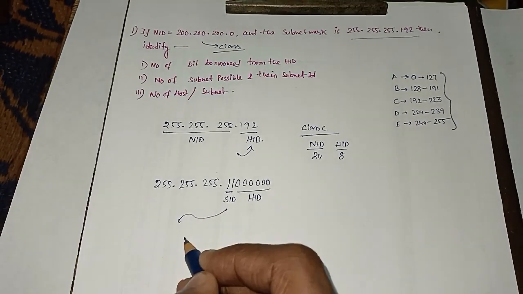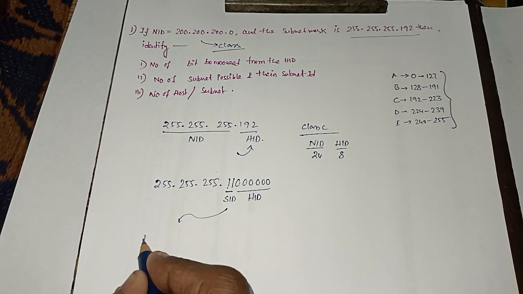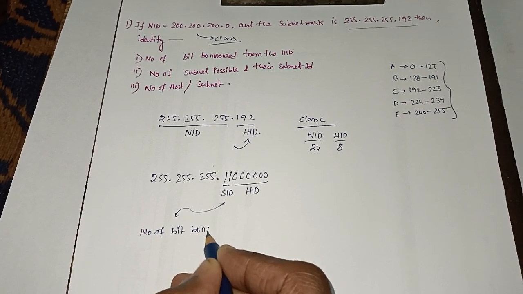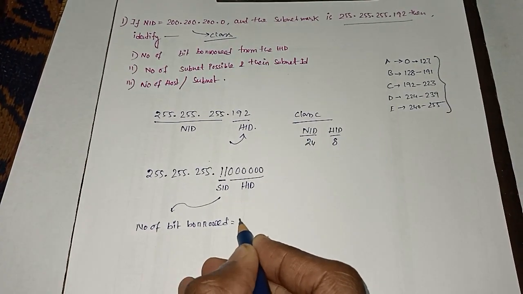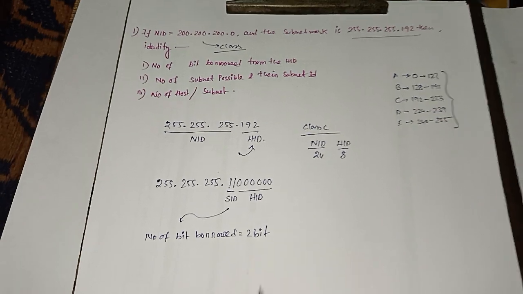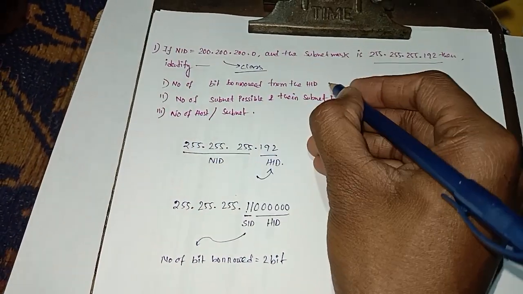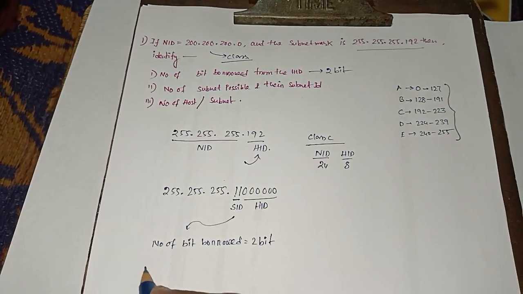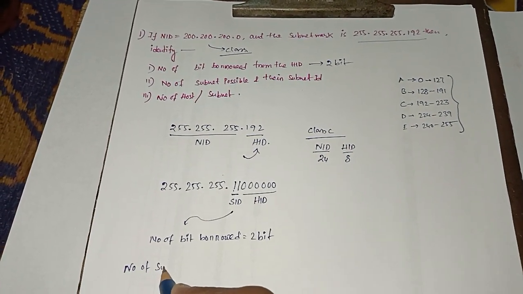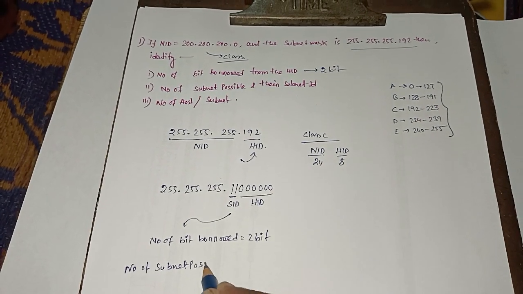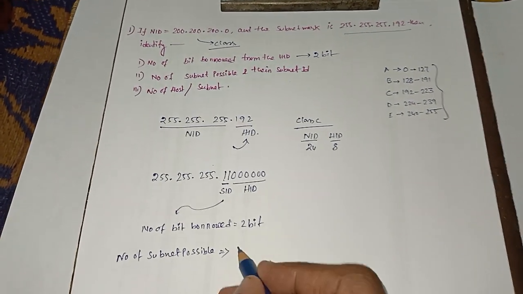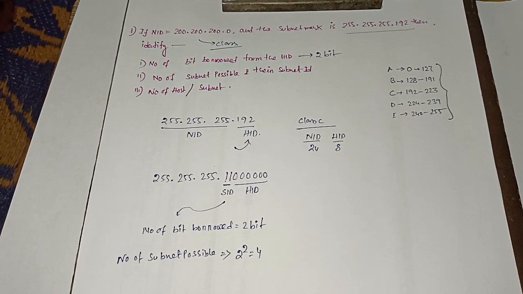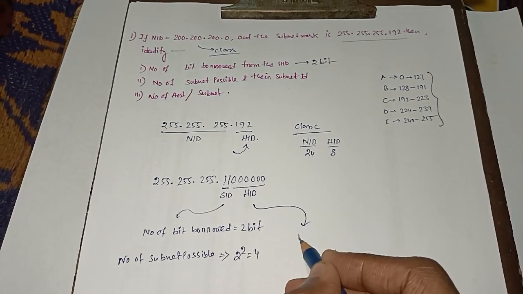So the number of bits borrowed is 2 bits. The answer to the first question is: the number of bits borrowed from the host ID is 2. If 2 bits are borrowed, the number of subnets possible is 2 to the power 2, which is 4. So 4 subnets are possible from the network ID.